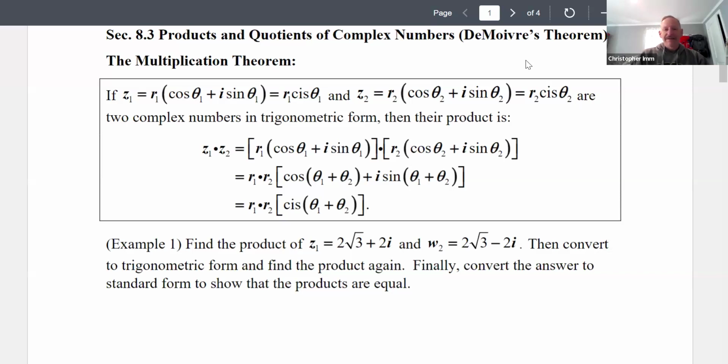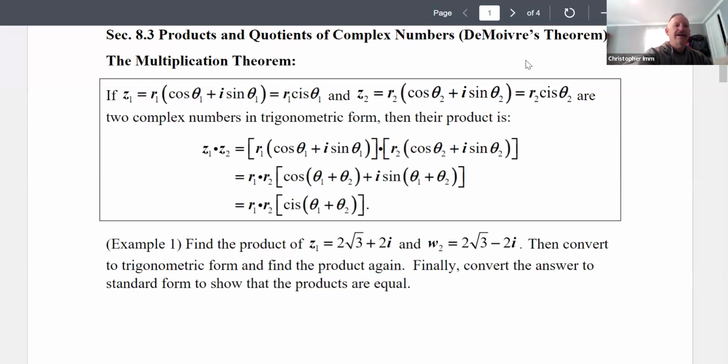So let's look at an example using this. We want to find the product of z1 and w2, then convert to trig form and find the product again. Finally, we'll convert that answer to standard form and show that their products are equal. So let's go ahead and convert these to trig form.